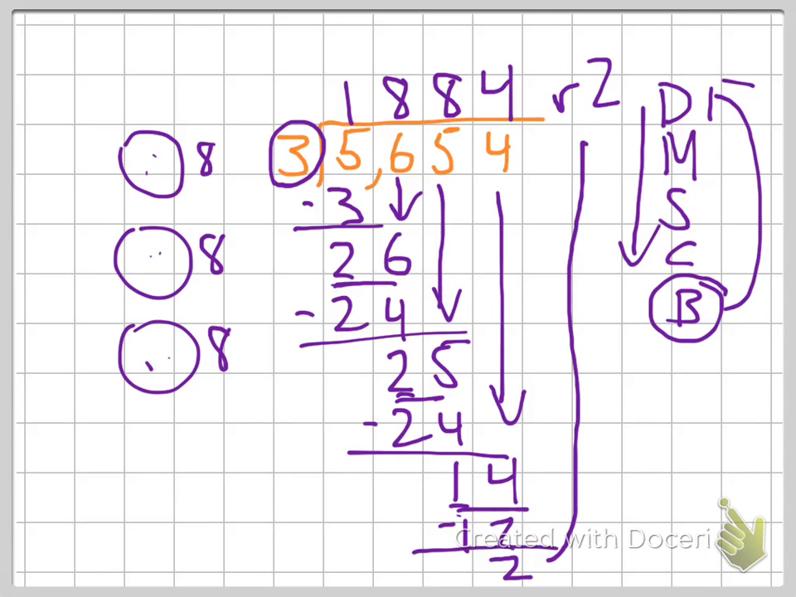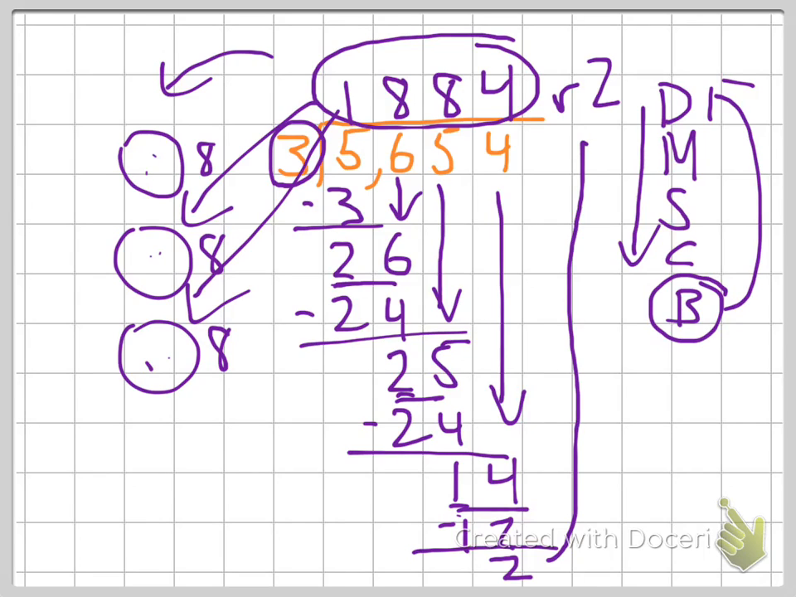So if I had 5,654 divided by 3, in each group, there would be 1,884 in each one of these groups. But there would also be 2 that would be left over, that would be remaining, not a part of the group. I'll show you one more example.